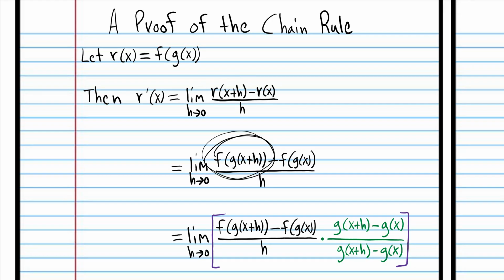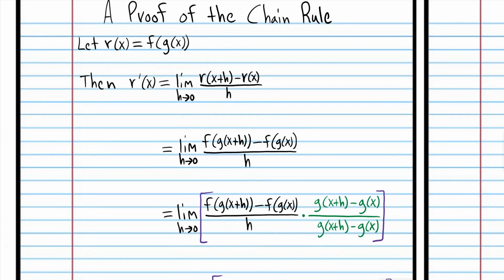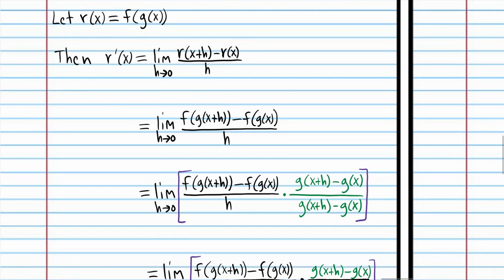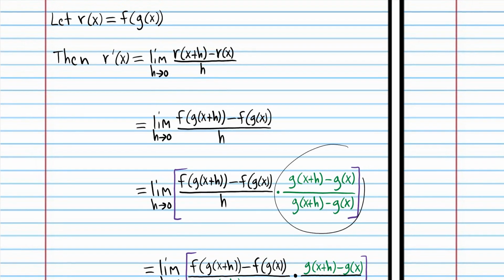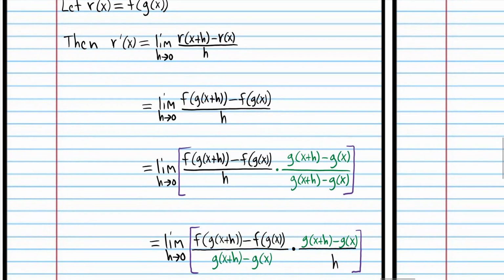Remember, r of x plus h is exactly the same as r of x. The only difference is, instead of x, you write x plus h. So r of x plus h is f of g of x plus h. So now we have to do something tricky. We have to multiply both sides by this expression here. But this expression is just equal to 1 because the numerator and the denominator are the same, right? So that expression is equal to 1. You're just multiplying by 1.